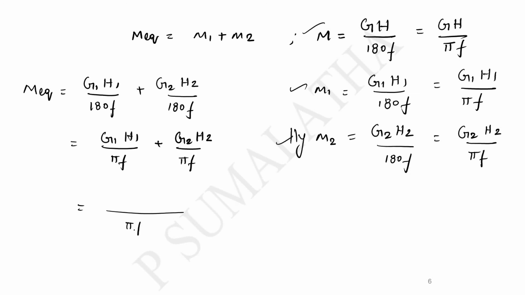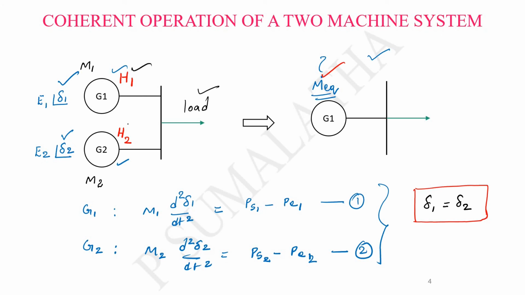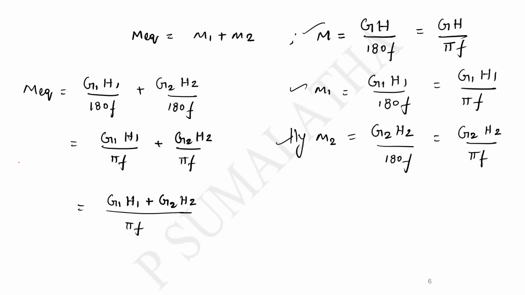So this will be equal to 1 by pi F into G1 H1 plus G2 H2. Since they have given in terms of the H1 and the H2 value, if we want to represent the equivalent value in the H equivalent, we need to expand this M equivalent also. Therefore, you can write the M equivalent value as, again you know that M is equal to GH by 180F or GH by pi F. So here you can say that M equivalent value is equal to G equivalent into H equivalent by pi F. Let me write this in terms of radians, that is G equivalent into H equivalent divided by pi into F. So this and this will get cancelled.